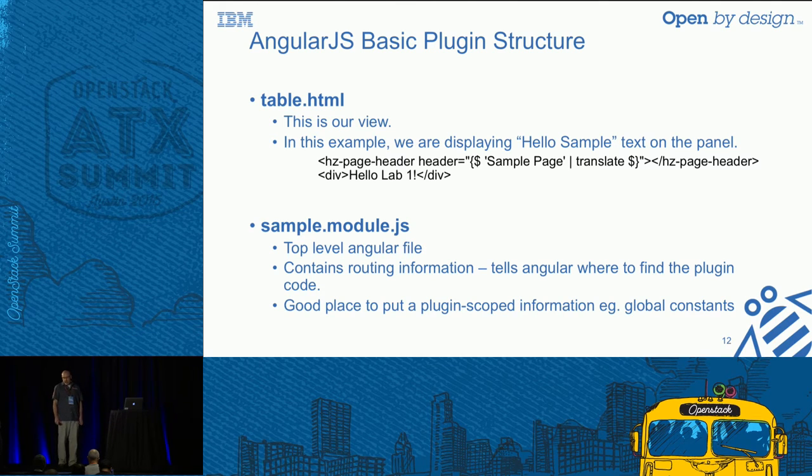Sample module.js is our top level Angular file. It's a module. It's the thing that tells Angular how to find the other JavaScript parts in the code. And it's a good place to put anything that is going to be scoped to your entire plugin, constants you may want to use throughout the application, or routing information, or that sort of thing, that's really high-level type information.